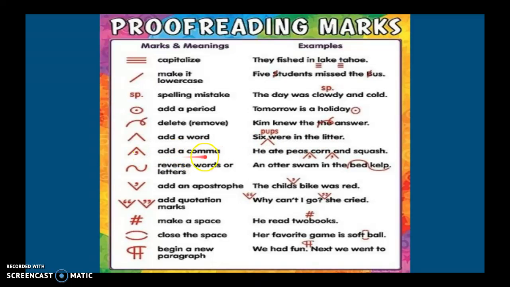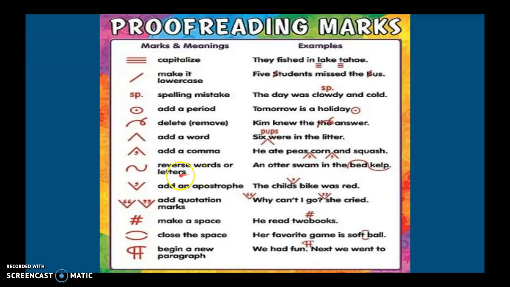When we need to add a comma, we use this symbol, so it's the caret again with the comma underneath. You'll see this most of the time when there's a list of things in writing. So, for example, he ate peas, corn, and squash is a great sentence, but we need to make commas in between each part of that list. So now it needs to be he ate peas, comma, corn, comma, and squash.